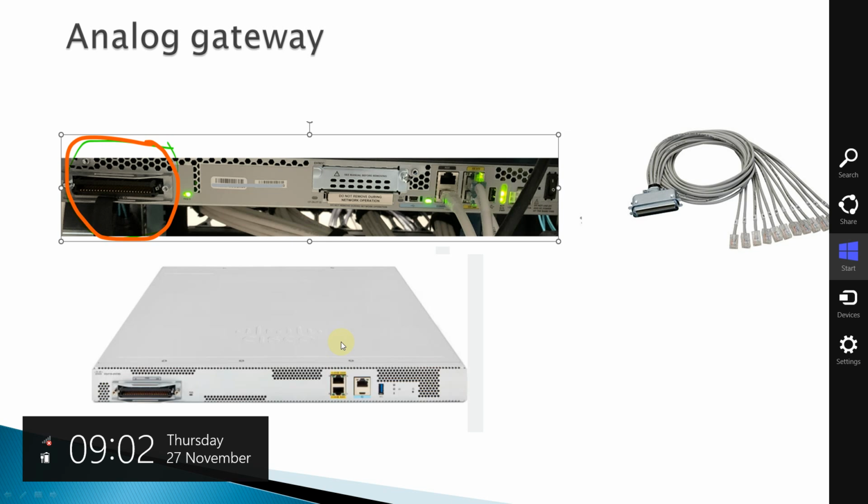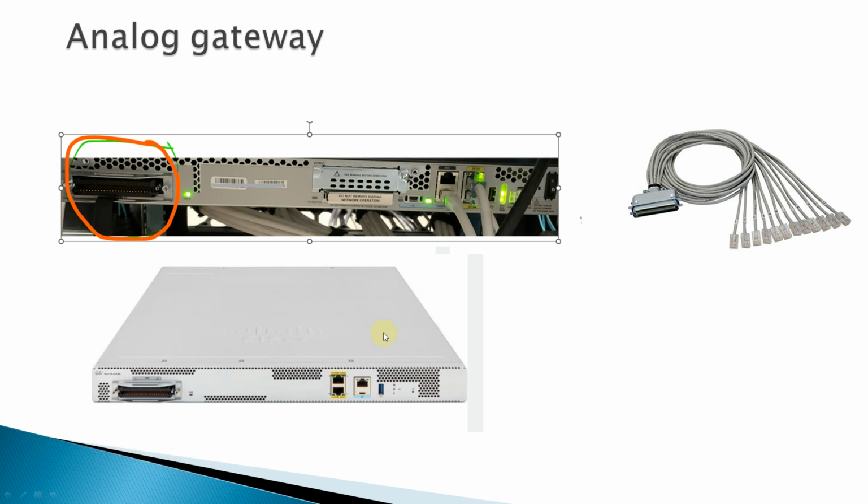In the industry you can see VG224, and 210, 310, 350, and 400 series are also there in the market, right? So it depends upon your requirement, how many analog ports you need. This one has, I believe, 12 ports, right? So once you connect this cable over here, you will get 12 FXS lines, or analog lines, right?